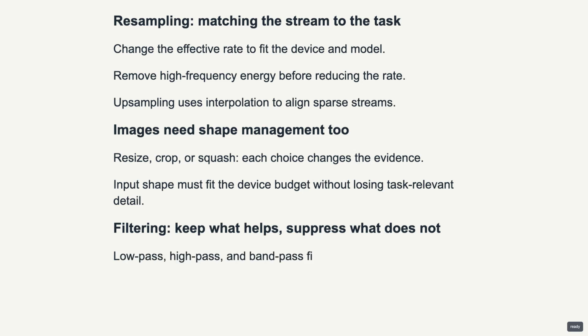A low-pass filter preserves slower changes. A high-pass filter emphasizes rapid changes, and a bandpass filter keeps only a middle range. That gives you control over which parts of the signal survive and which parts get suppressed.